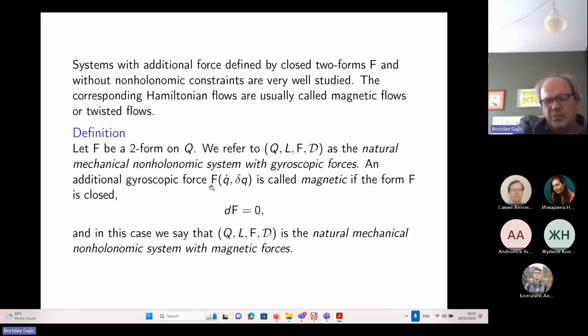In the special case when dF is equal to 0, when F is closed, we will call that system a non-holonomic system with magnetic forces.